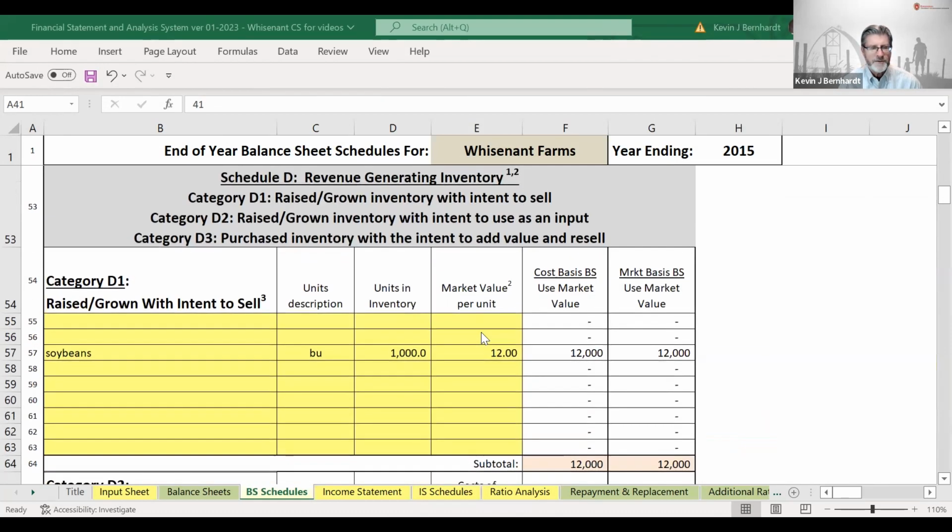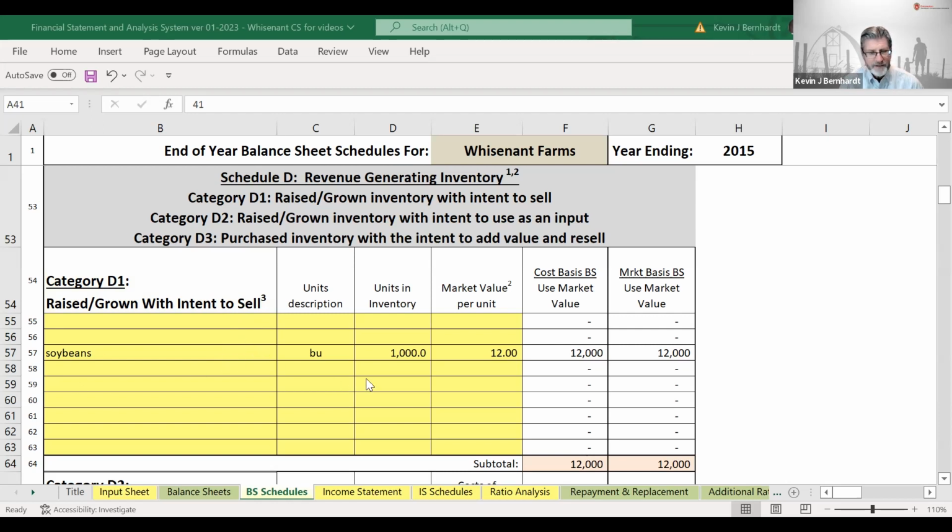Let's go to the spreadsheet, and let me go down to Schedule D. So there's Schedule D. Schedule D is for all sort of revenue generating inventory that we have, and it's in those three categories, D1, D2, and D3. So let's start with D1. D1 is products that we have raised or products that have been born and we've raised them on our farm. This would be either crops or livestock that we have the intent to sell. So our intent is important here as to how we might value it.